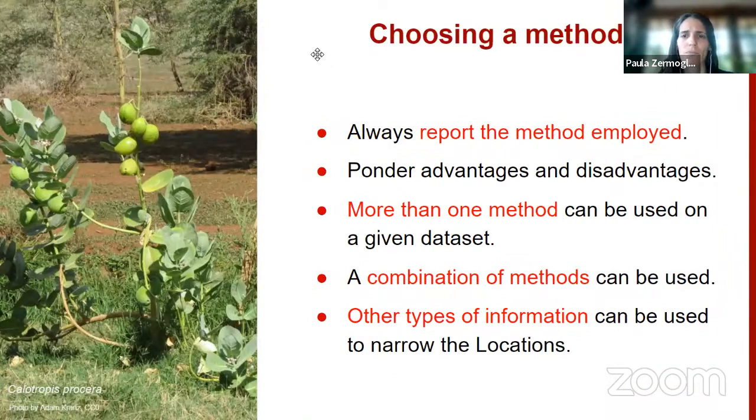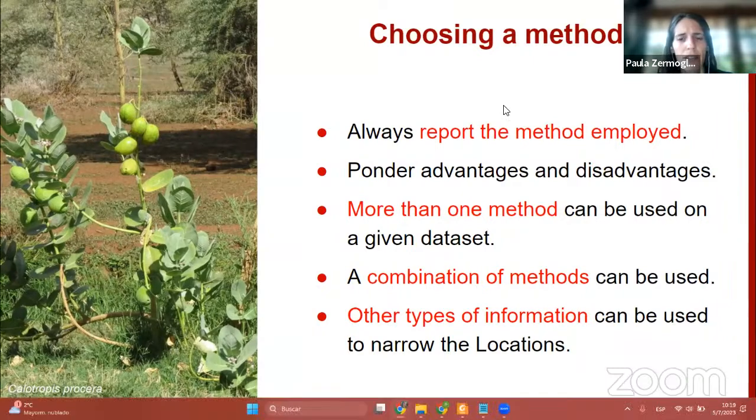So with that said, when choosing a method, it is important to keep a couple of things in mind. First, always report the method employed. It is very important because whoever comes to use those data after needs to know which method you used, also to be able to understand if those data are usable or not for other purposes. Then, for choosing a method, ponder the advantages and disadvantages. As we said before, this might depend on the resources that you have available. For instance, if you're going to georeference a whole museum collection and you only have one person to do it, you'll probably not choose to use the shape or the probability method, because those are so time consuming that you're never going to finish the project.